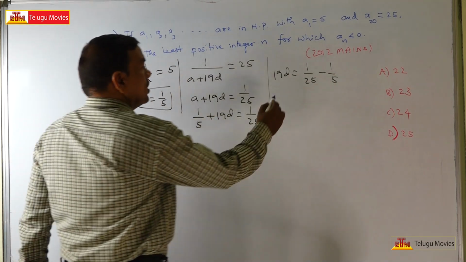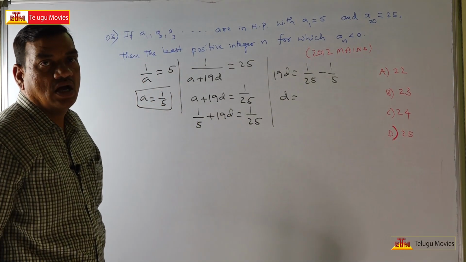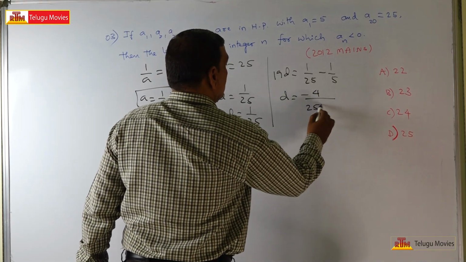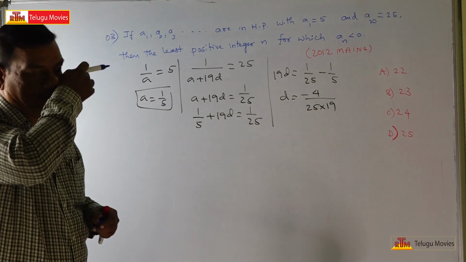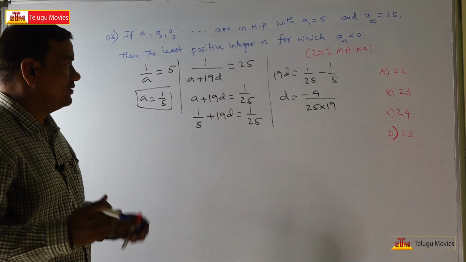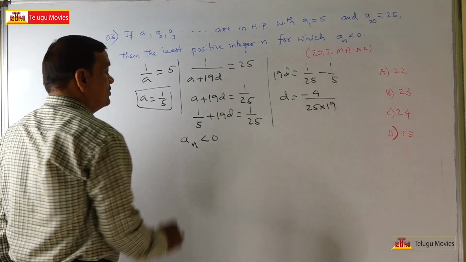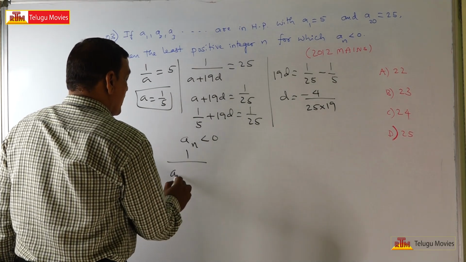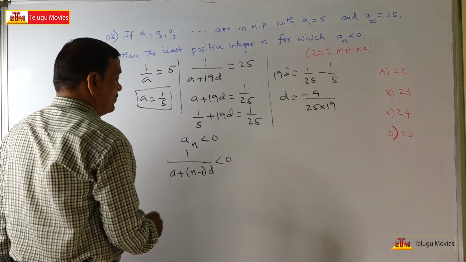Okay now. So, on the whole d is equal to 1 minus 5, that is minus 4, by 25 times 19. So, just keep it like that. Okay, you can multiply if you like. Now, coming to the nth term. This nth term should be less than 0. Nth term means what? 1 by (a plus n minus 1 times d) is less than 0.